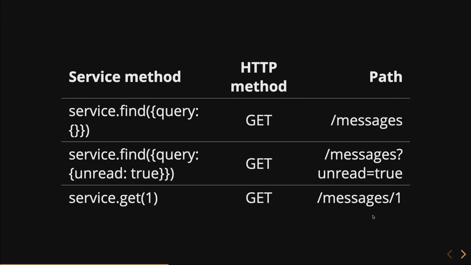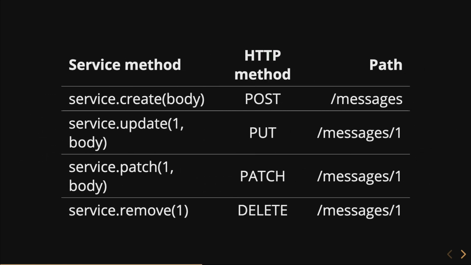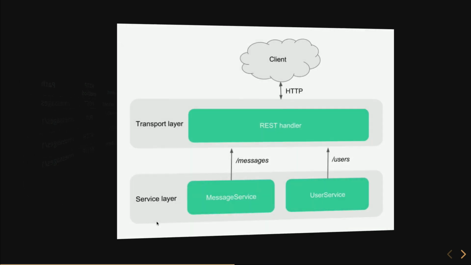Now, for methods that modify things, we would use the standard HTTP methods. For creating, we would use a post request on /service name. For updating, it would be a put request on /service name/ID. For patch, it would be a patch on /service name/ID. And for remove, it would be a delete on /messages/ID as well. We can see that all of these RESTful methods and paths match to a given service method, which we would have created. And that ends up creating something like this.